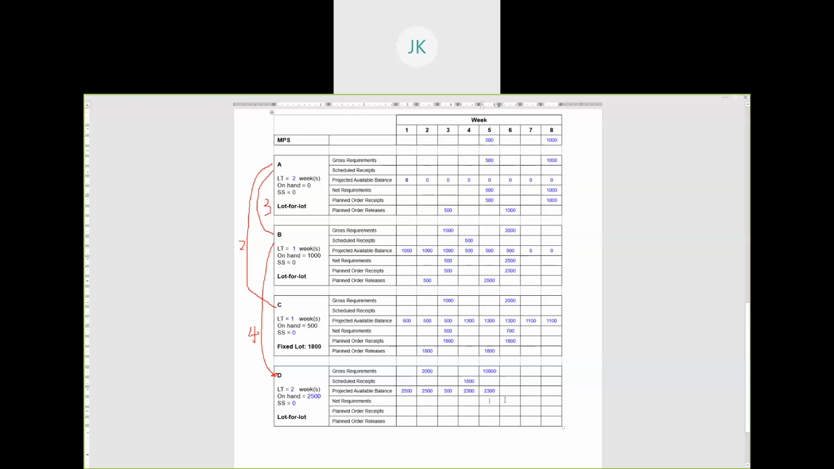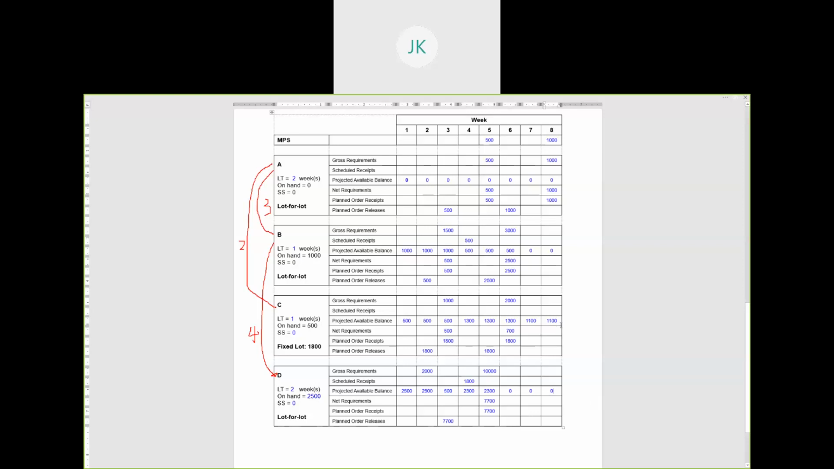The net requirement is 7700, using lot for lot, so the order lot is the same as the net requirement, 7700, with 2 weeks of lead time, so 2 weeks earlier. Need 10,000, available 2300, received 7700, so 0 carryover, like this.